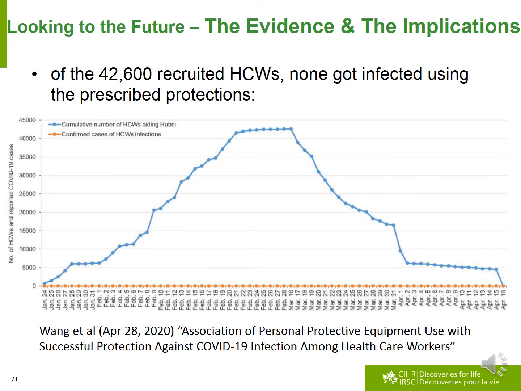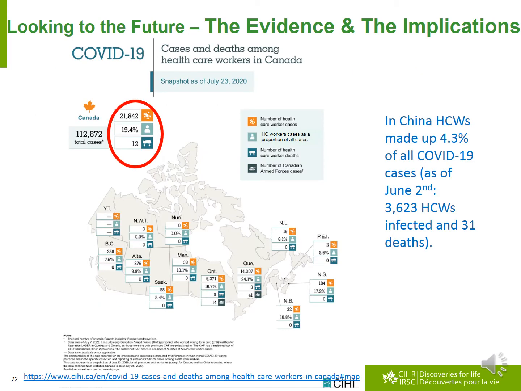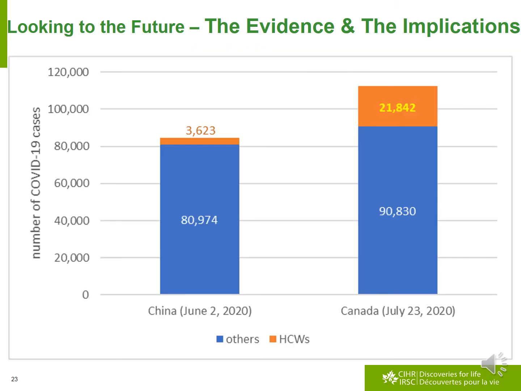There was not a single infection among 42,000 healthcare workers who were recruited to help out in Hubei between January 24th and April 16th. Overall in China, just over 4% of all COVID cases were healthcare workers, whereas in Canada we're pretty close to 20%. This is a rate of healthcare infections that is 6 times greater than the Chinese level.